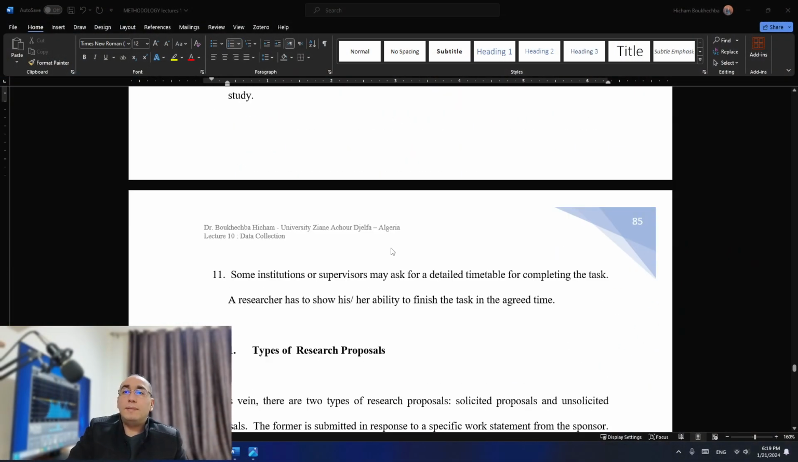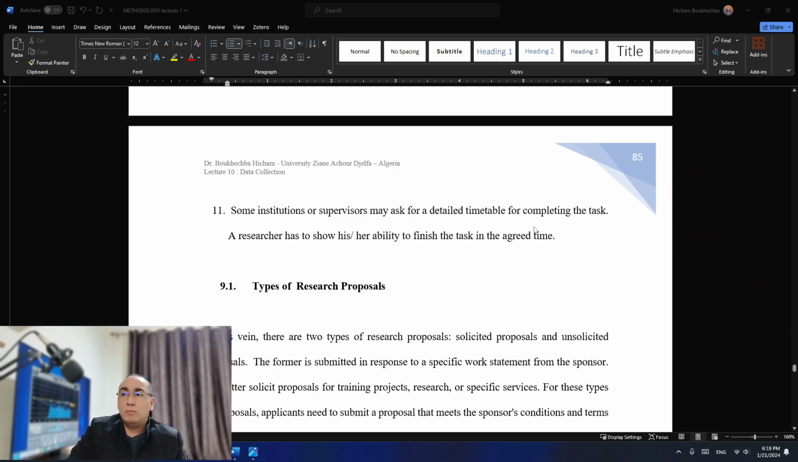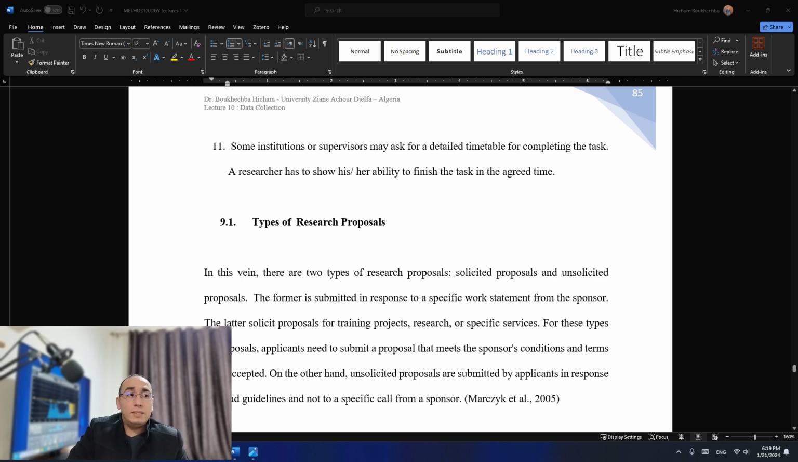Now, number 11, some institutions or supervisors may ask for a detailed timetable for completing the task. A researcher has to show his or her ability to finish the task in the agreed time. You see, this is also important sometimes, even if it's not mentioned. For example, you have 5 years or 4 years time span to work on a research. It's so important that you explain how you are going to manage this time. For example, in year 1, I'm going to do this. Year 2, I'm going to do this. This is going to help you work with a kind of timetable, and of course it is going to help your institution, your supervisor, and even yourself. So this is all the elements that should be included in a research proposal.